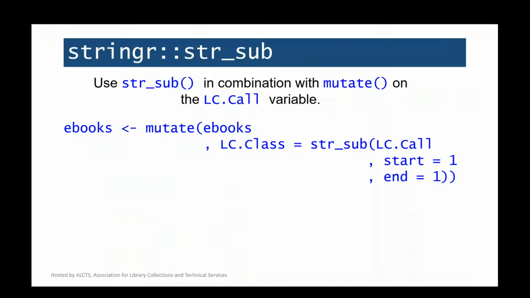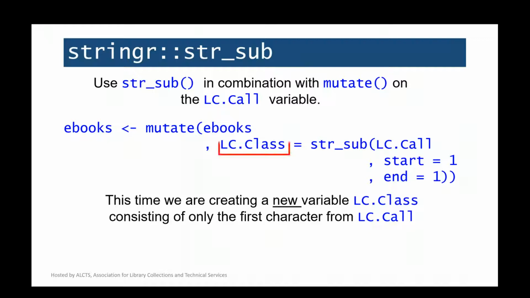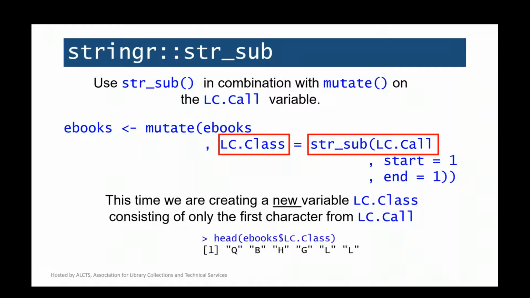Now, in the same way that we used mutate with string replace, we'll do the same thing with string sub here. So here's what I'm doing. Again, I'm mutating ebooks, and I'm replacing my existing ebooks with the mutation. This time I'm creating a new variable, and I'm just going to call it LC class. And then I'm calling string sub on LC call. Remember, LC call was the existing data vector in my ebooks data set. That was just the call number for each individual ebook. Start with the first character and end with the first character.